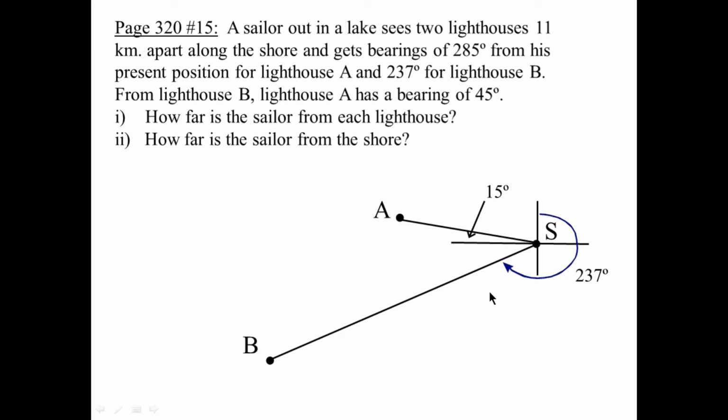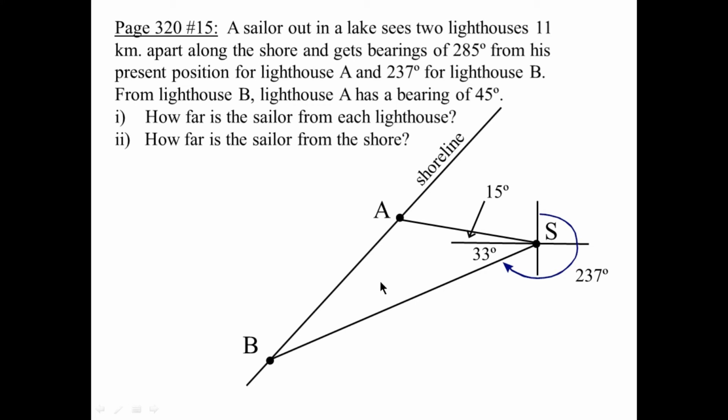There's our lighthouse B. Now there's a gap here. Let's count 90, 180, 270. There's a gap there. We can figure out what that gap is. It's 33 degrees because 270 take away 237 is 33 degrees. And so this angle will be 48 degrees if we ever need it. And we will.